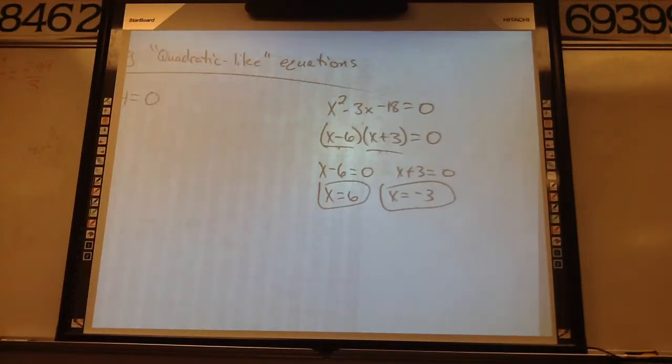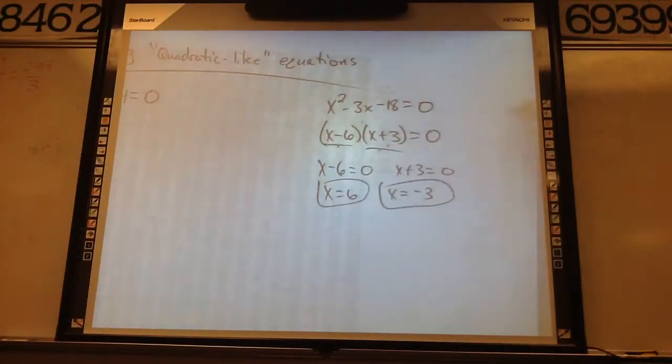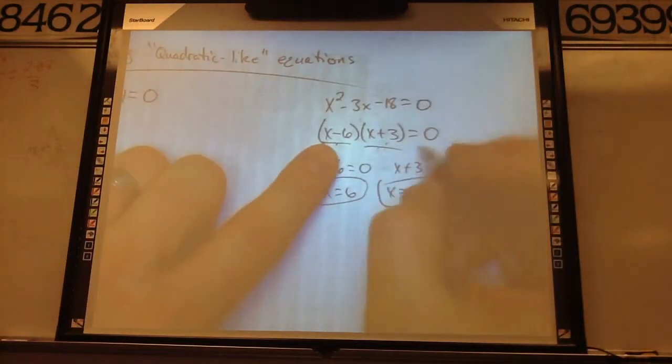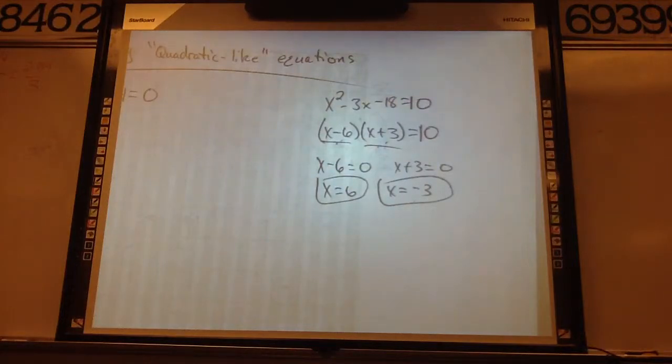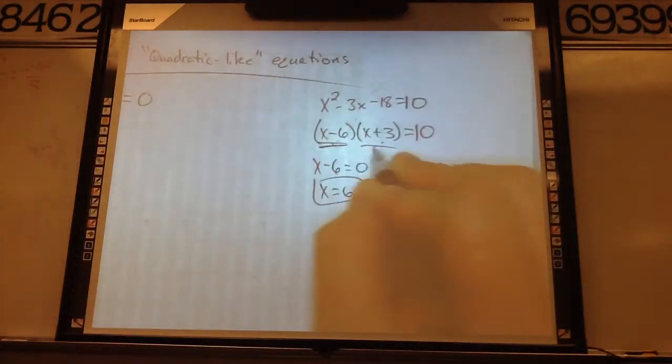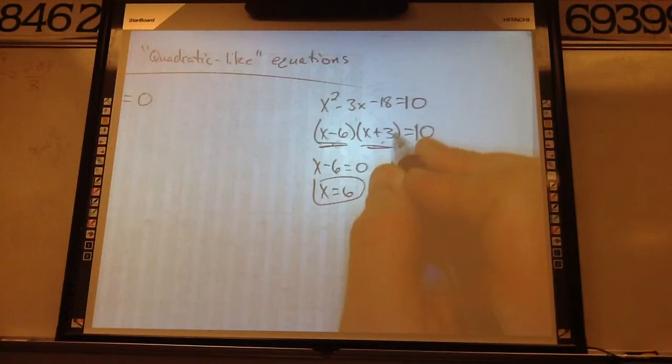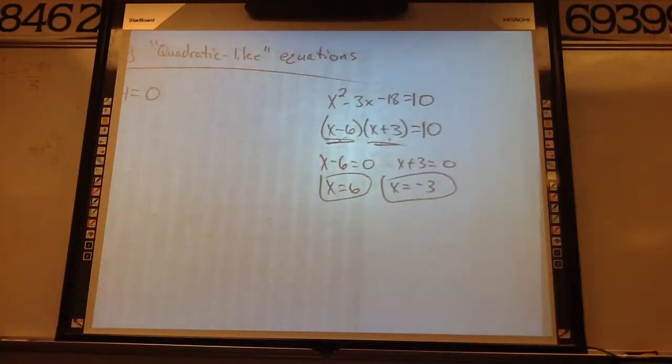I want to kind of tell you why. It's that times that. So that's also why if this was equal to 10, you can't just factor it and set each one equal to 10, because that doesn't make sense. You can't have a number times another number equal 10 and say, well, this one's equal to 10 and that one's equal to 10. No. Who says the other one's 1? You can't. You have to have 10 and 1.